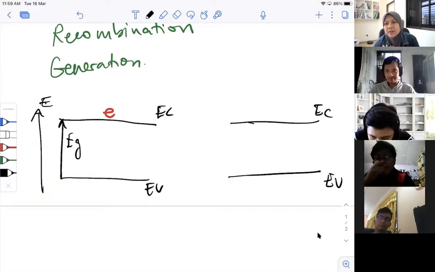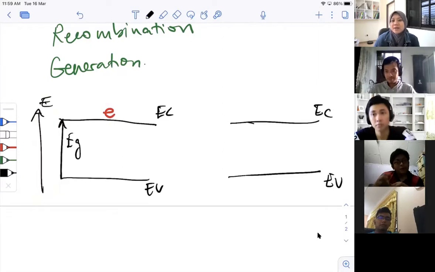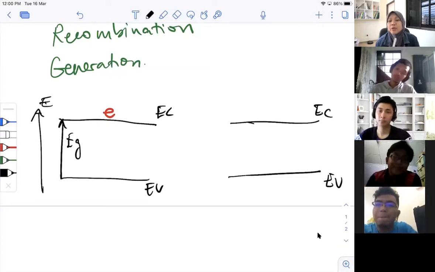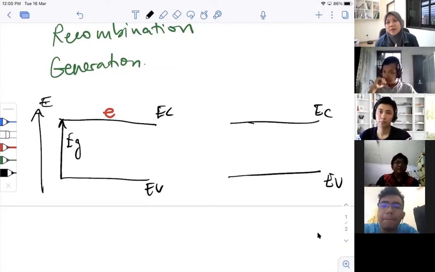The same as us, right? If you go to the mountain, on top of the mountain, do you feel stable or not? You don't feel stable, you don't feel happy or relaxed. You want to be at the ground, then you feel relaxed and happy. So similar to the electron. In order for the electron to be useful, it has to be in the conduction band. But the electrons are not happy there.